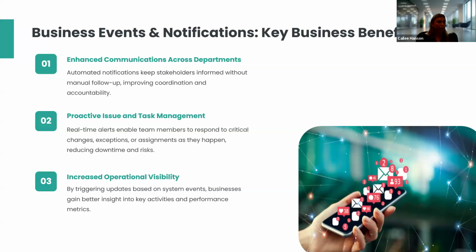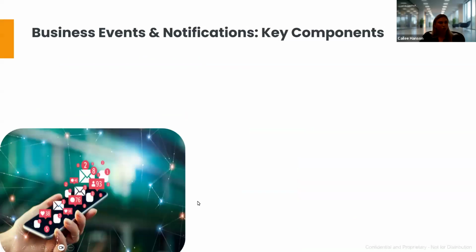So really any scenario within the system connecting to the data, we can start to automate different actions and notifications based off of those as well. So that will drive us into the next slide, which is the key components. How do these start to work? What are the key components to setting these up, etc.